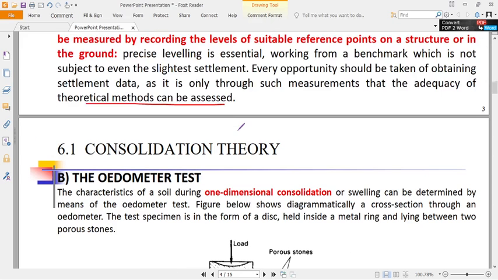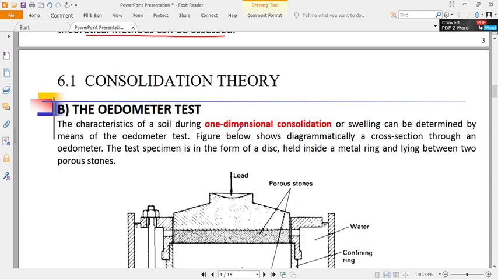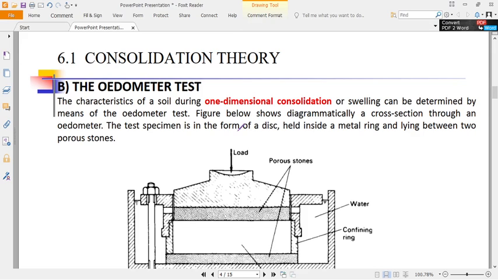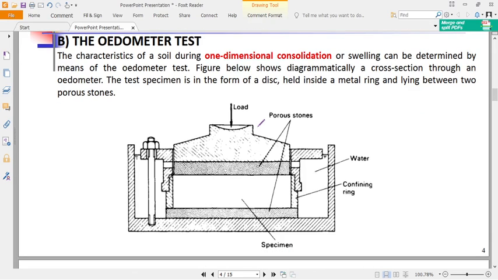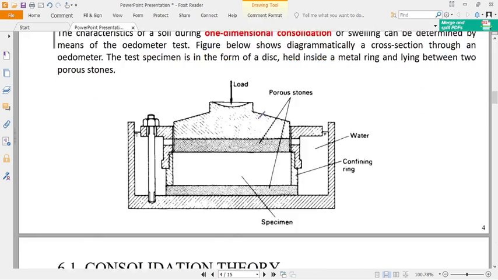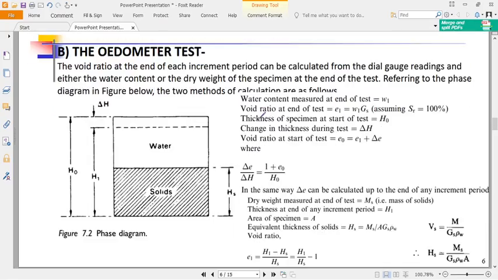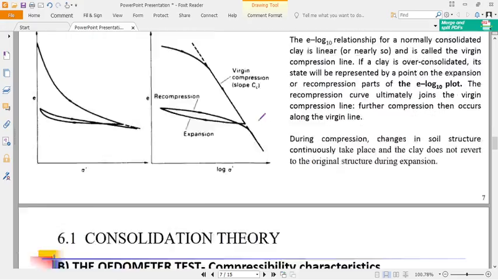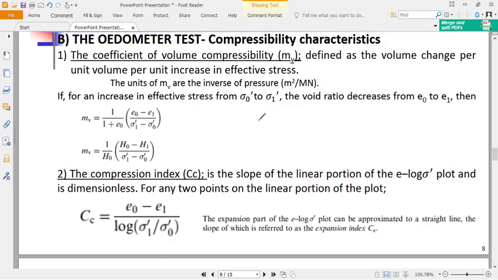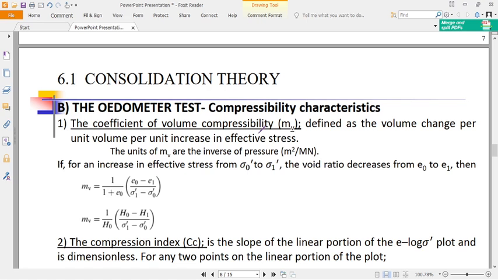So the first thing in the laboratory, you need to first determine the compressibility properties of the soil you are studying. You can do that using the odometer. In the odometer, you'll be able to get two parameters which are so important in determining the vertical compression. The first parameter is the coefficient of volume compressibility, MV. Another thing, which is the inverse of stress.